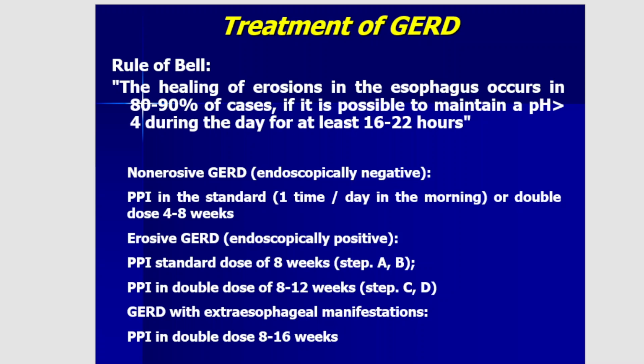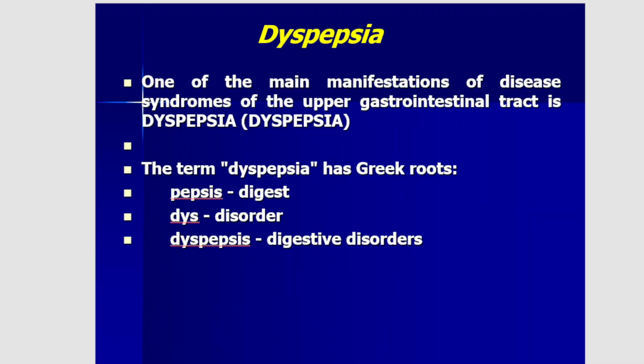GERD with extraesophageal manifestations, such as chronic sinusitis and chronic pharyngitis: proton pump inhibitors in double dose for up to 16 weeks.